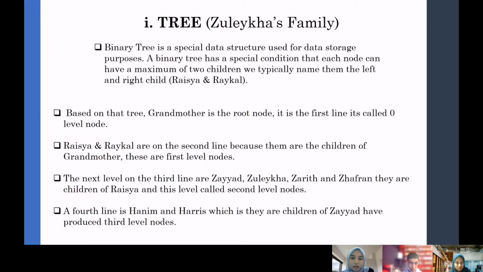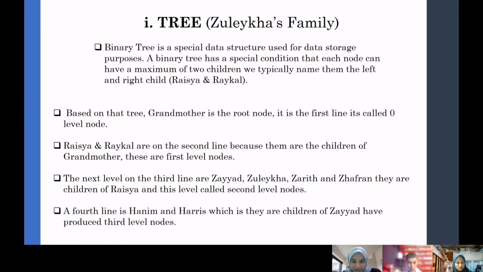First, binary tree. Binary tree is a special data structure used for data storage purposes. A binary tree has a special condition that each node can have a maximum of 2 children. We typically name them the left and right side, Raisha and Raikal. Based on that tree, grandmother is the root node. It is on the first line and is called the zero level node.